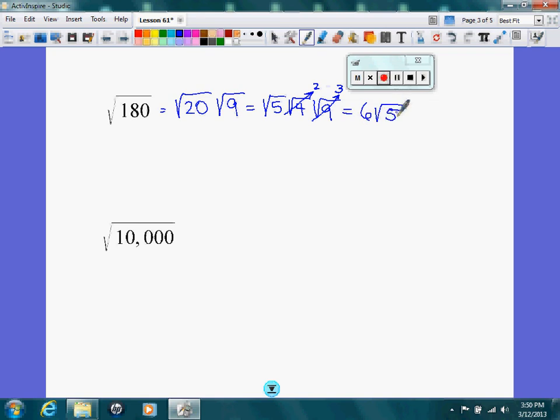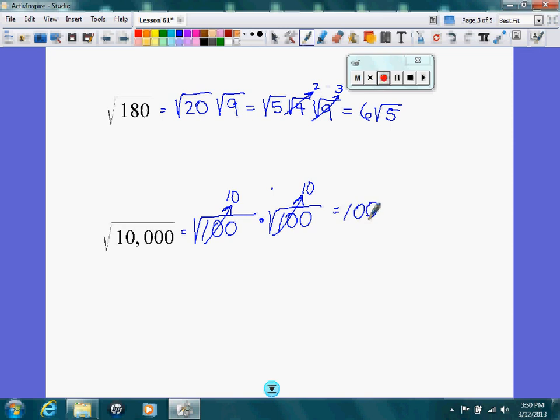Well, what about the square root of 10,000? Wow, what a big number. Well, we could simplify. We could write this as the square root of, what, 100 times the square root of 100 again. Well, the square root of 100 is 10. Square root of 100 is 10, so 10 times 10 is 100.